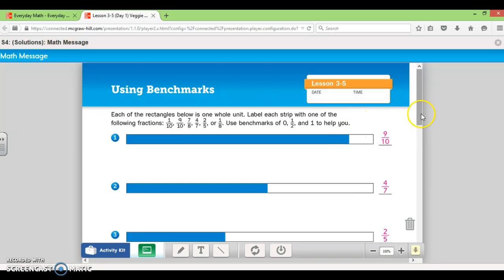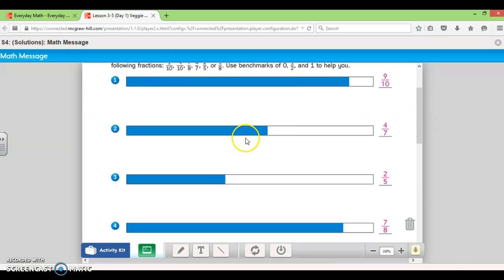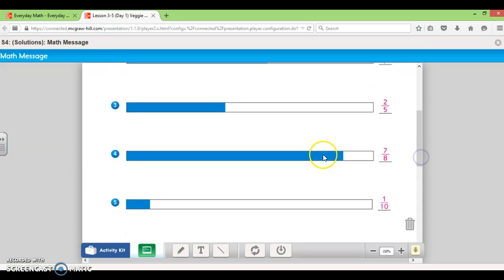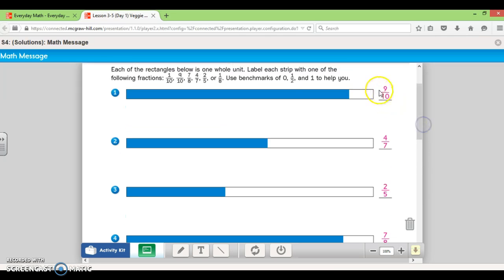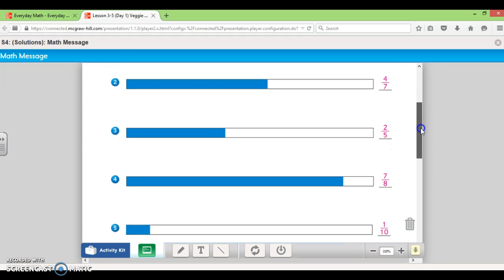Here's a fraction showing 9/10. Here's one showing 4/7. Here's one showing 2/5. Number 4 is showing 7/8, and 5 is showing 1/10. And 6 is showing 1/8. So notice that they have different numerators, the top number, and different denominators.